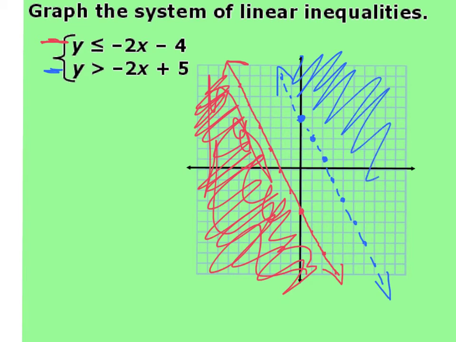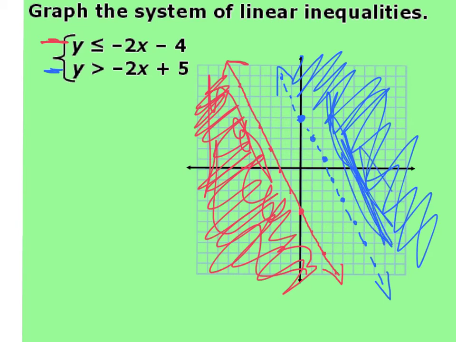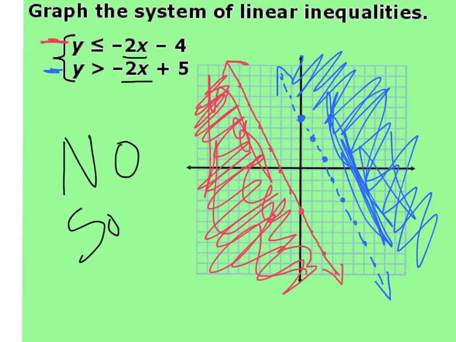Well, what do we notice? What do you notice about the red and the blue shaded areas? They don't touch. And maybe you notice that the slopes were the same. That kind of had something to do with it. But they don't touch. So this is going to be no solution. And that happens sometimes. Sometimes there's no possible numbers you can put in both of these to make them true. It'll be impossible. So this is no solution because they never touch.